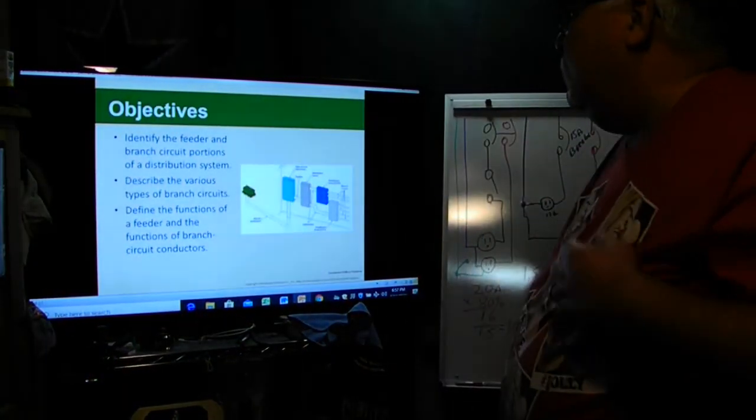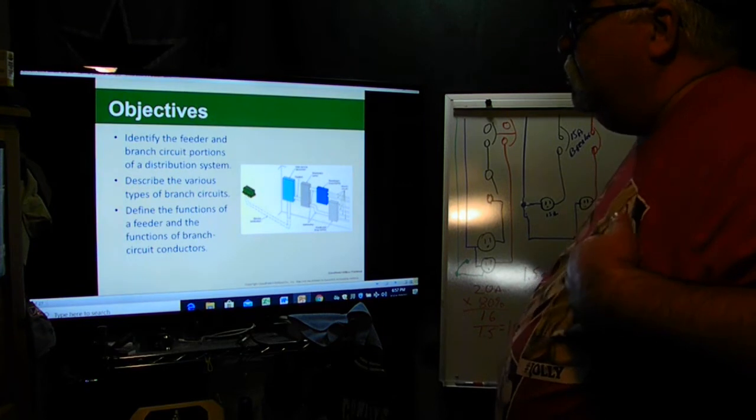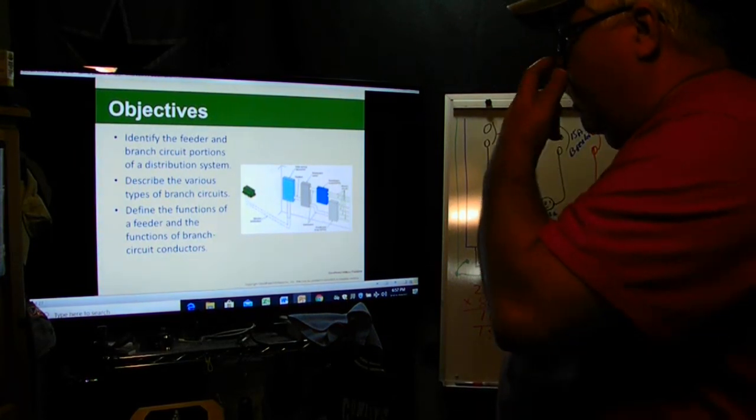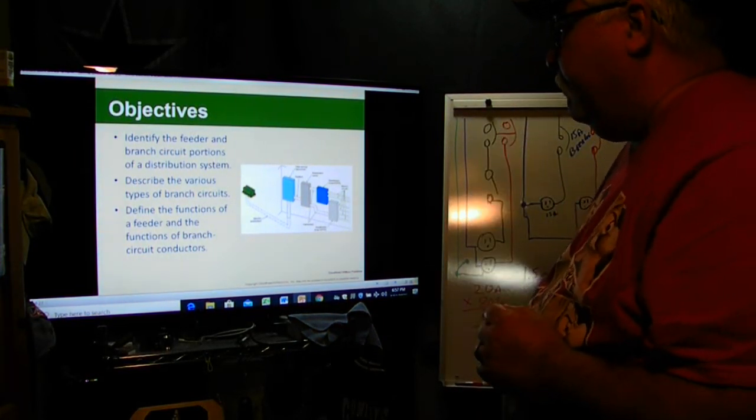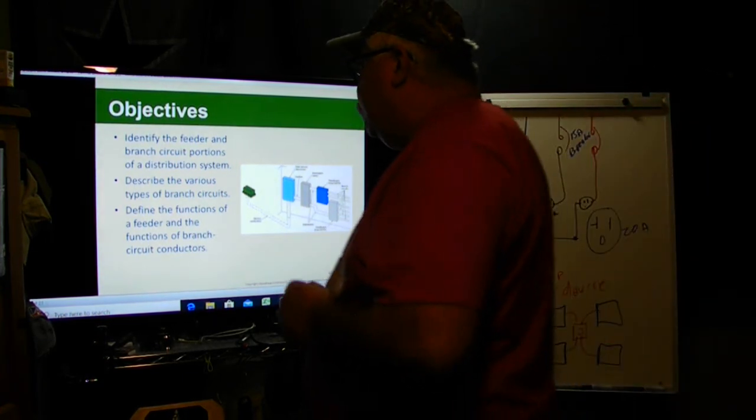Objectives: identify the feeder and branch circuit portion of the distribution system. Describe the various types of branch circuits. Define the functions of a feeder and the functions of branch circuit conductors.